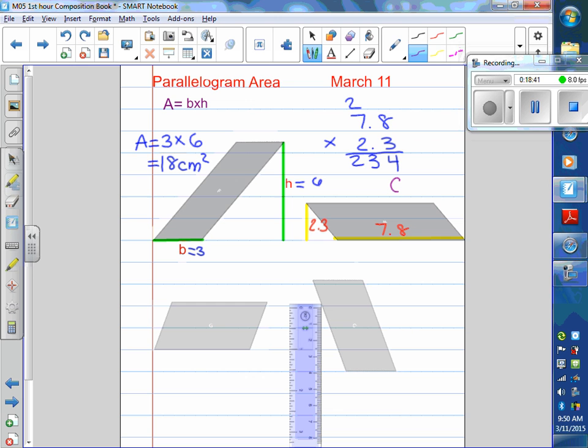I'm going to put the placeholder in. And then 2 times 8 is 16. Now I'm going to carry the 1. 2 times 7 is 14, plus 1 is 15. And when I add this up, I get 17.94, which is about 18, right? So, very close. So we're going to say the area is about 18 centimeters squared. Why is it not exact? Why didn't it turn out perfect, Jackson? Because the measurements might be off. Yeah, the measurements might be off just a teeny tiny bit, right?